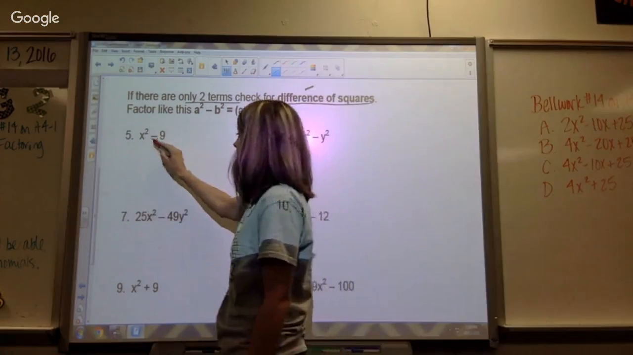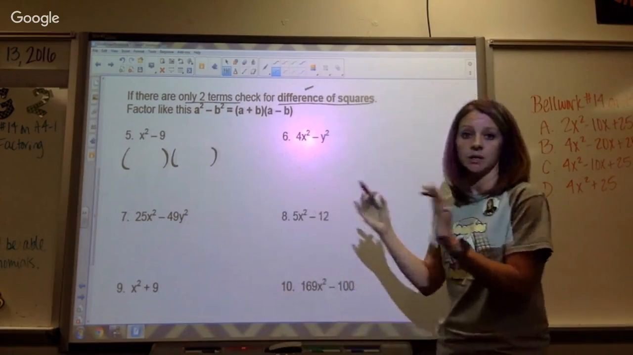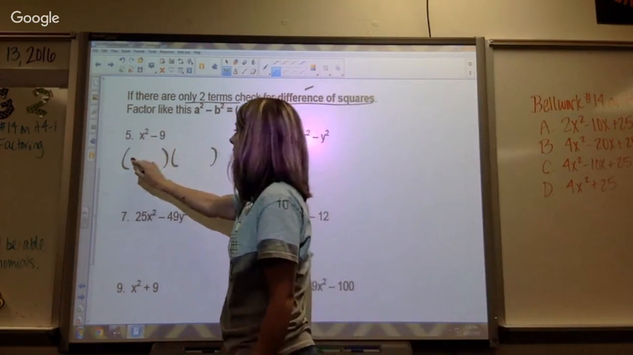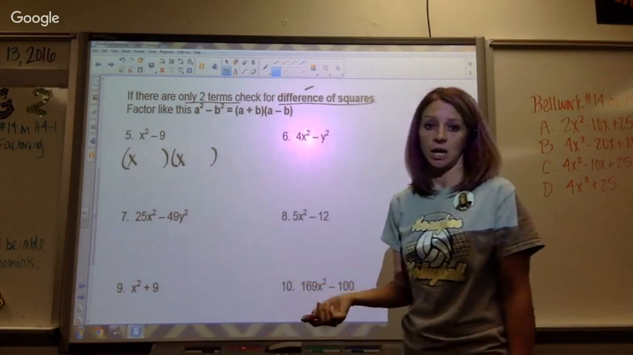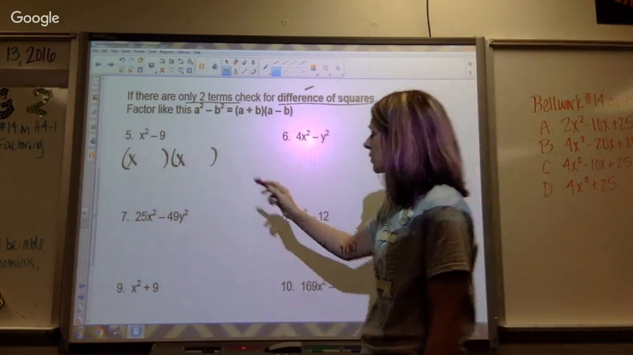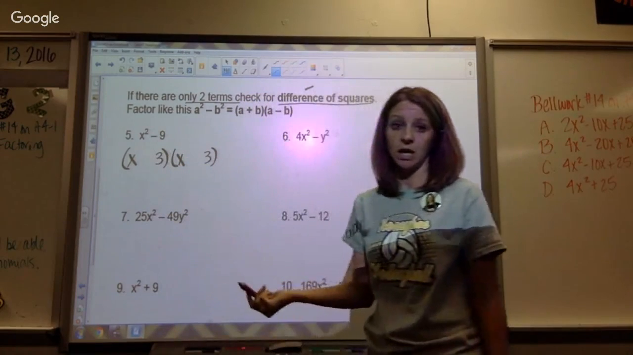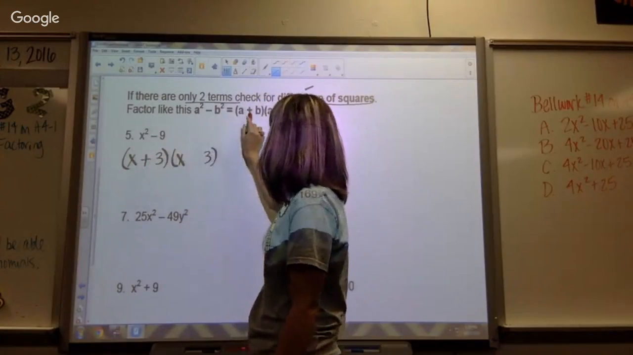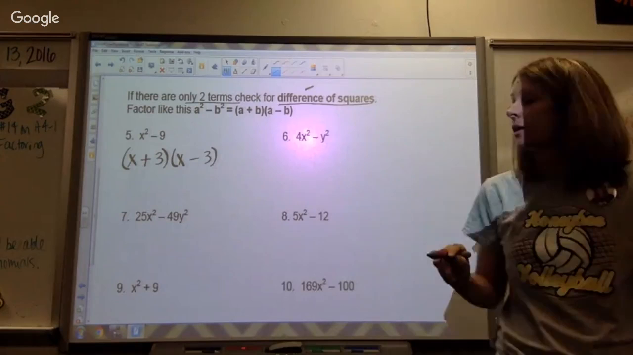So anytime you have a difference of two perfect squares, you should open up two different sets of parentheses. We're going to take the square root of x squared, which is x. If you multiply those together, you should get x squared. Take the square root of 9, which is 3. When you multiply those, you should get 9. Now notice we want negative 9, so one of your factors will be positive, the other one will be negative.